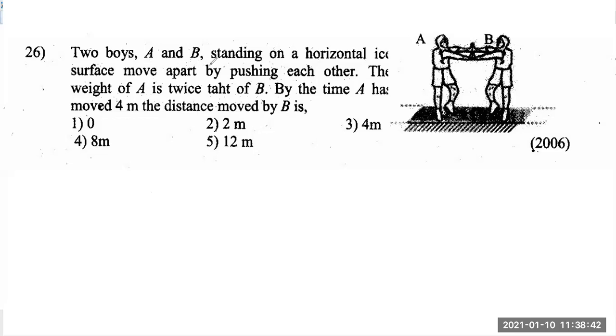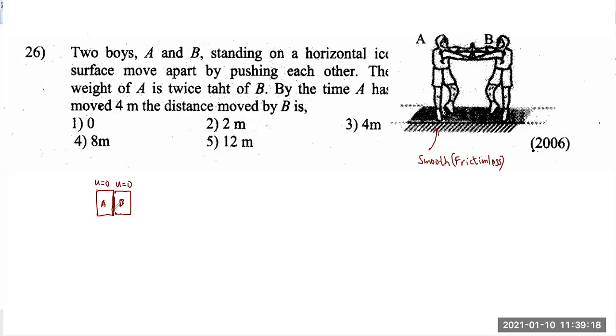Two boys, A and B, standing on a horizontal ice surface, move apart by pushing each other. When they say horizontal ice surface, you should understand that this surface is smooth. There is no friction, frictionless. All right, fine. Initially, I'll just draw them as boxes like this, A and B, pushing each other. Initially, they both are at rest. u equal to 0 on the smooth surface.